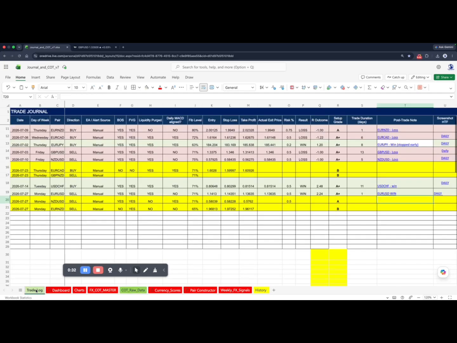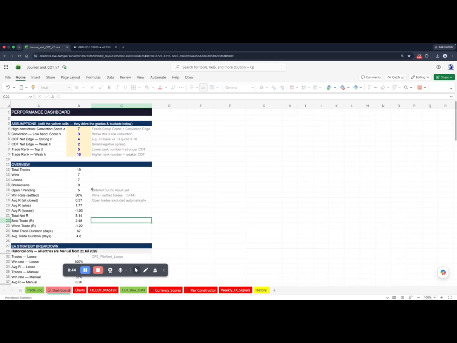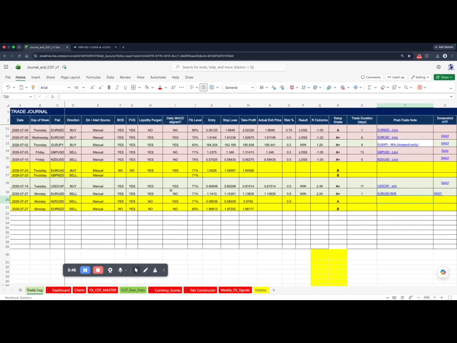Okay, so I'll just go over a very quick summary here. This is my COT report. The first 3 tabs are dedicated to my own trading log. I got a dashboard here, which auto-populates all that information just to let me know how this is working, what the edge actually is over a period of trades, and what I should consider maybe improving or sticking to.